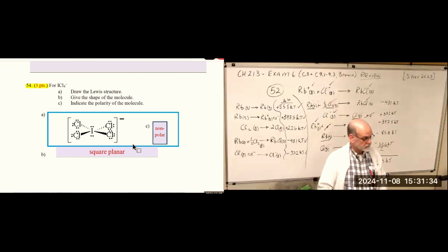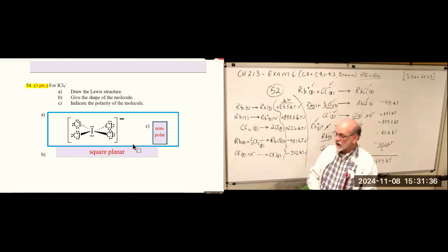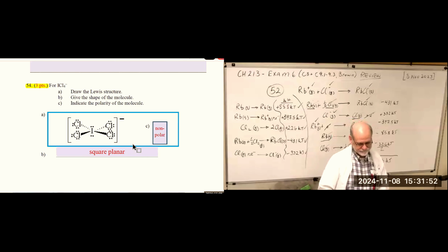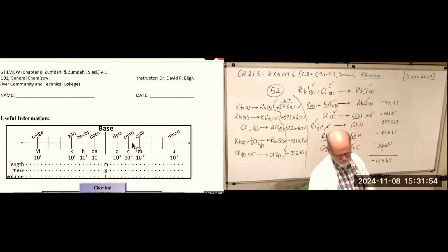And it's nonpolar because all of those bonds are slightly polar, right? Because chlorine is more electronegative than iodine, right? But they cancel each other out. So this whole molecule is nonpolar and it's square planar. I think that's the last one. Yeah.